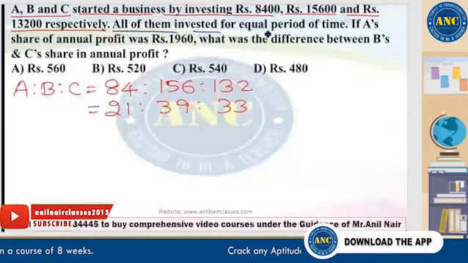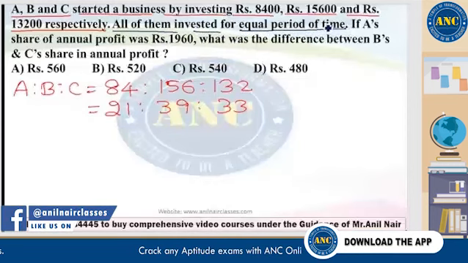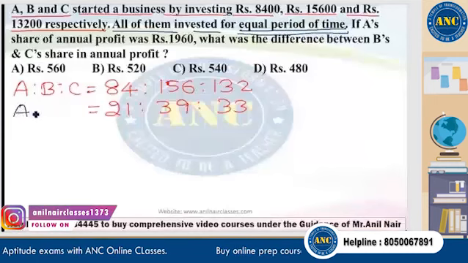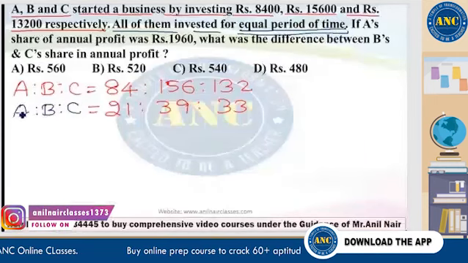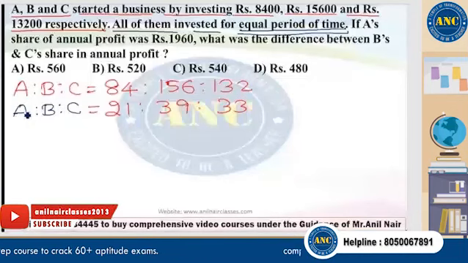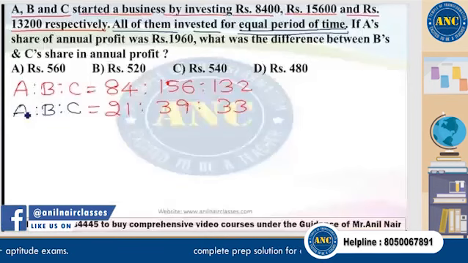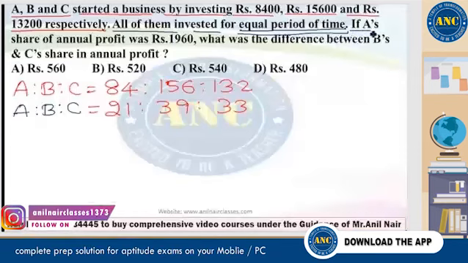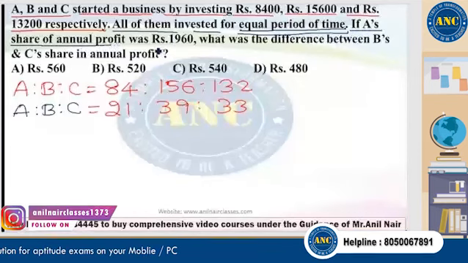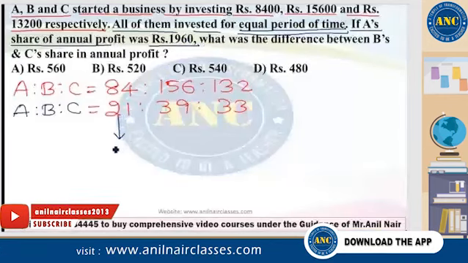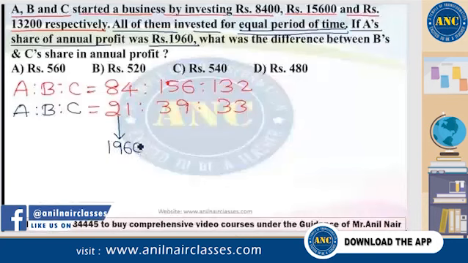All of them invested for an equal period of time. Because the question says they invested for an equal period of time, this investment ratio becomes equal to the profit sharing ratio. I already explained in my previous problems: investment ratio is equal to profit sharing ratio if the time period is constant, if everyone is investing for the same duration. A's share of annual profit is 1960.